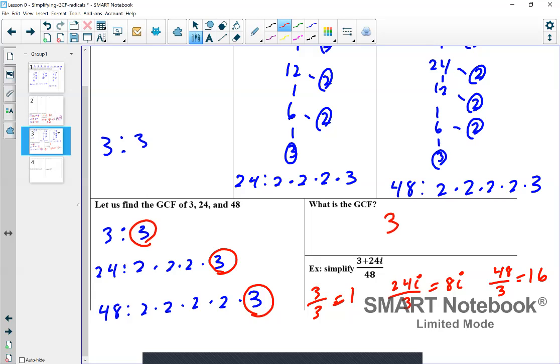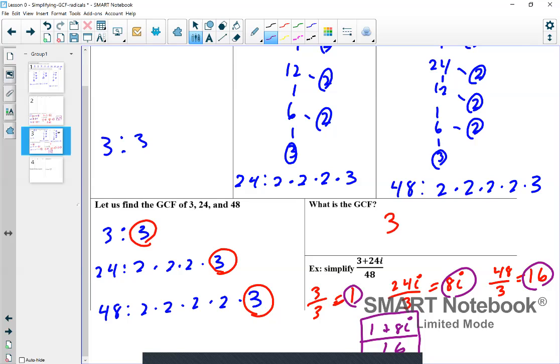So what will be our final reduced answer? Well, 3 divided by 3 is 1. Positive 24i divided by 3 is positive 8i. And 48 divided by 3 is that positive 16. So this would be our simplest form. Just like that.